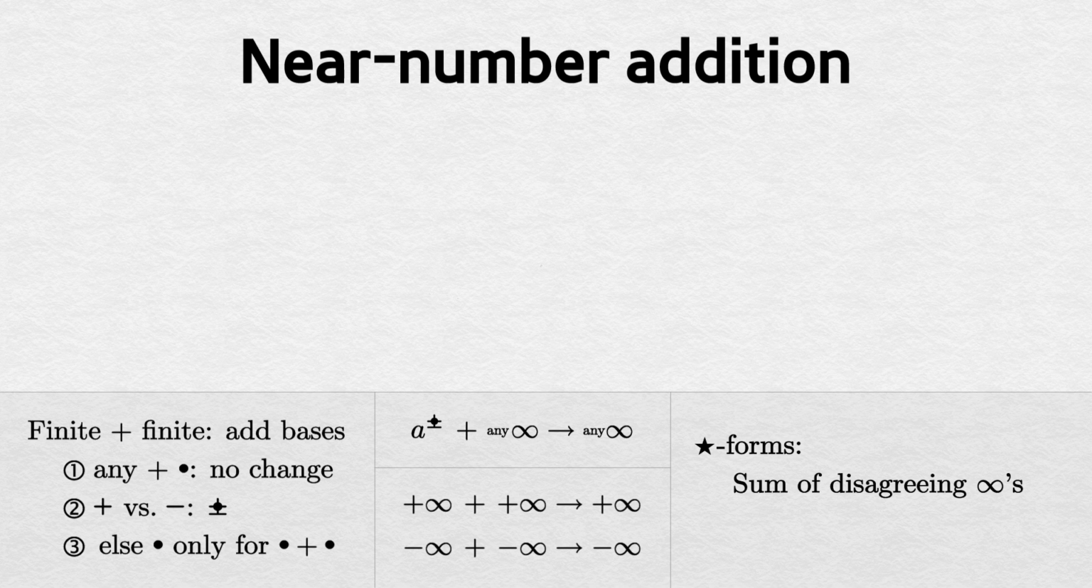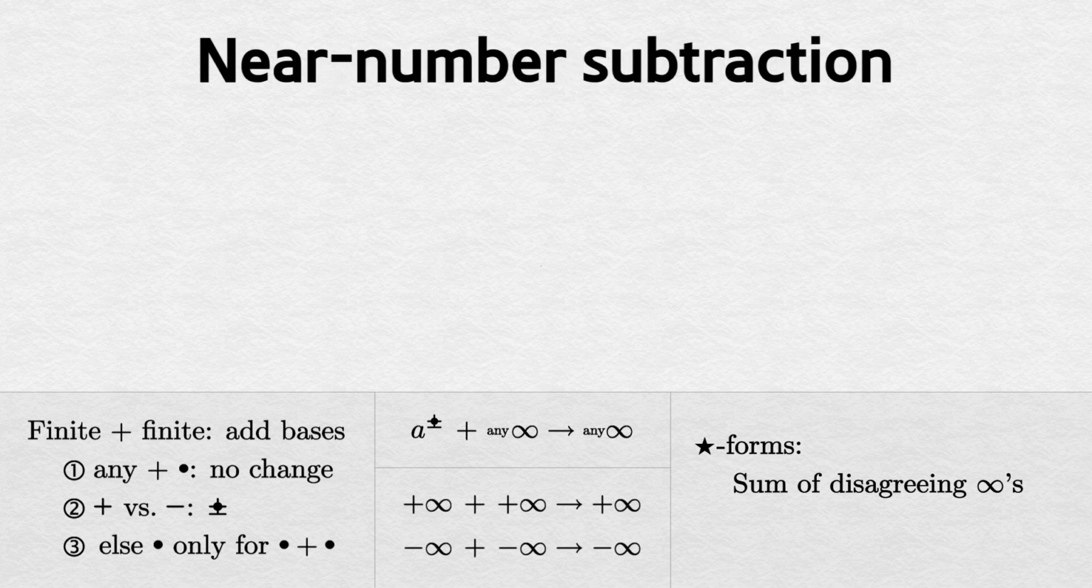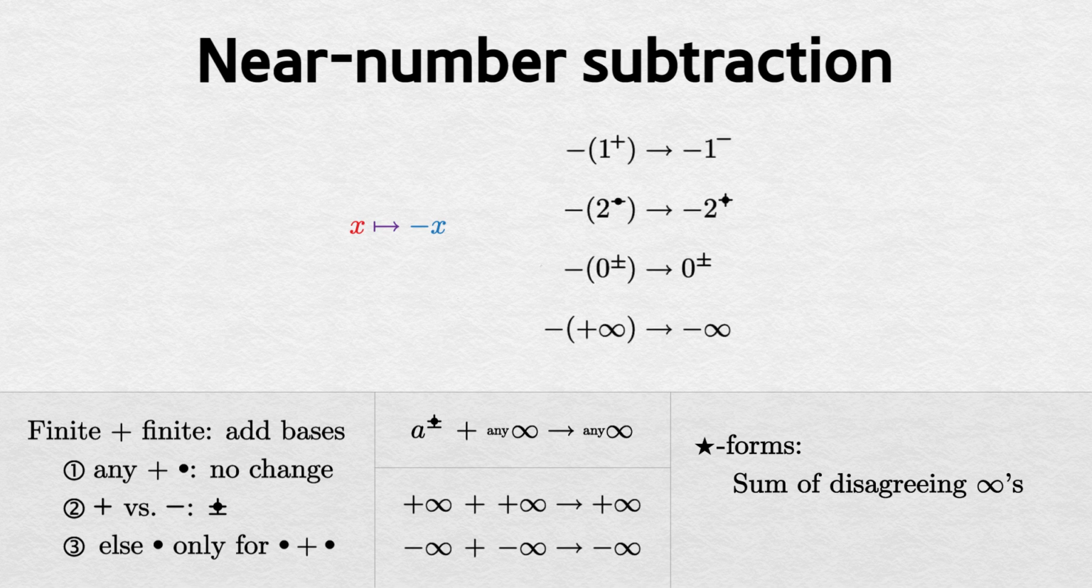Before we go, let's talk a bit about subtraction, which is simply addition of a negative. Negation can be understood geometrically as flipping the real line about 0, and there are easy rules for negating both basic infinite and basic finite near numbers. We negate the base and the adornment.